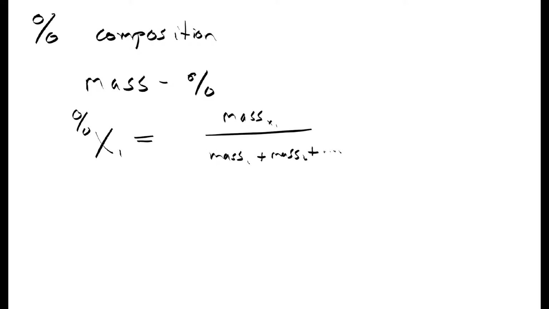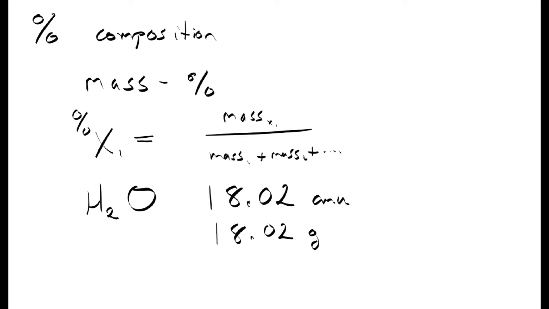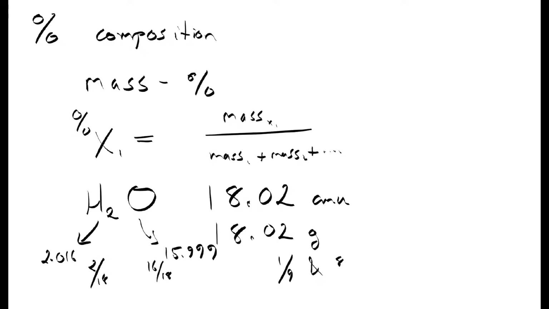It's not particularly complicated. So, for example, you have water, H2O. Total mass of a water molecule is 18.02 atomic mass units, or, you can think of it as 1 mole is 18.02 grams. Either way, you'll get the same thing. Now, the amount of the mass coming from hydrogen is 2.016. The mass coming from oxygen is 15.999. I'm going to do some rounding here to save time, but this is 2 over 18 versus 16 over 18. So 1/9 and 8/9, or 11.1% and 88.9%.